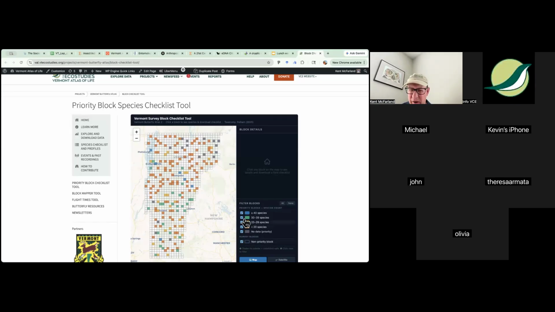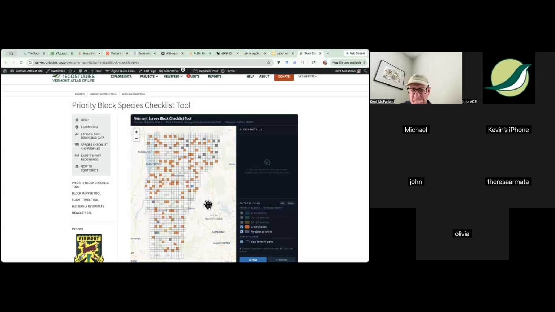And then the non-priority blocks. And you can turn these off. So if I turn off the blocks that have less than 20 species, I just do this to illustrate there are still a lot of blocks after 3 years that have less than 20 species all over the state. And some have 0 species recorded on them.